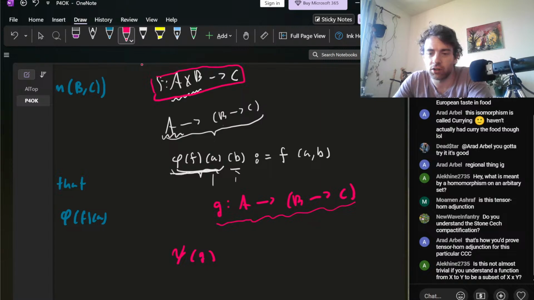Is this not almost trivial if you understand a function? That's true. That would be the more rigorous and precise way to do it. Yeah.